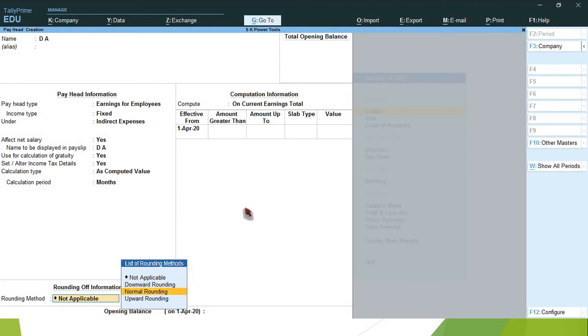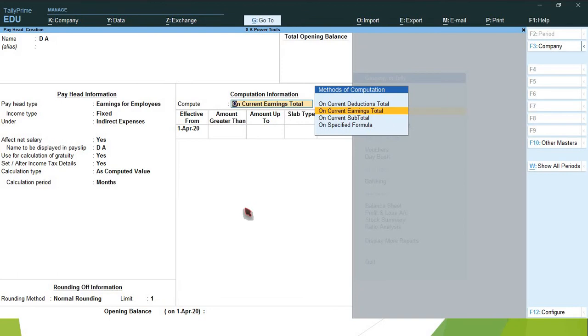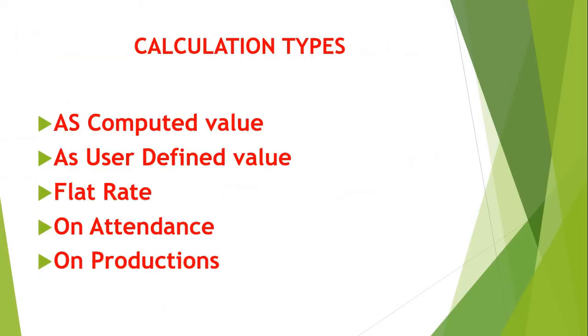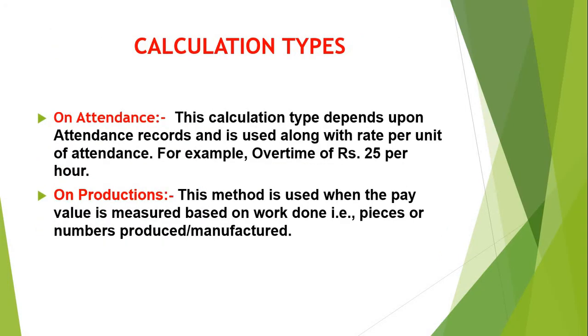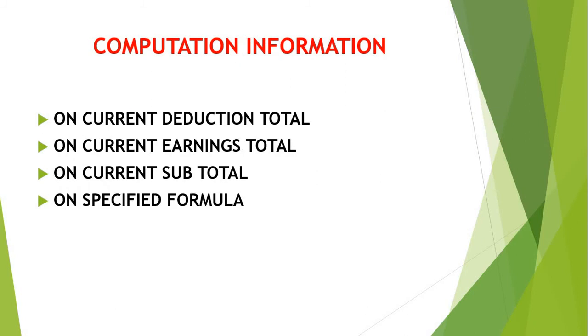Rounding method, select normal rounding, limit 1, enter. So here on current deduction total, on current earnings total, on current subtotal, on specified formula. So regarding this we discuss now. These are the computation information.